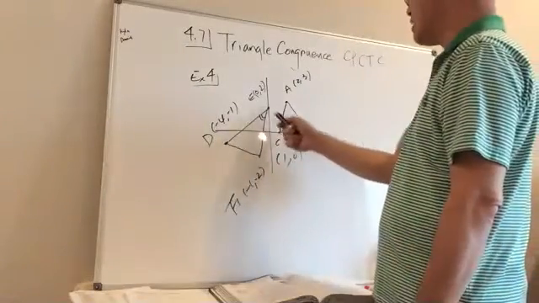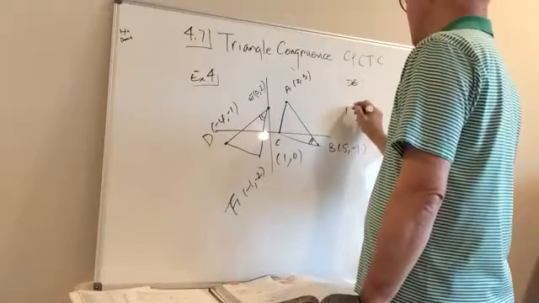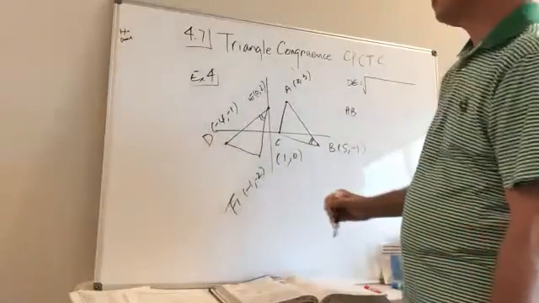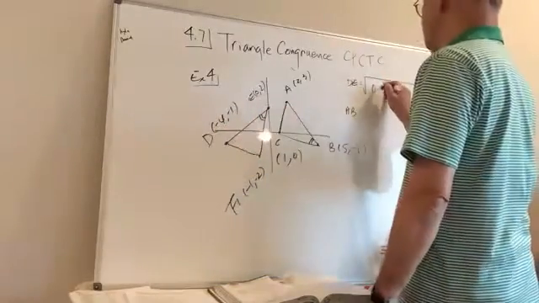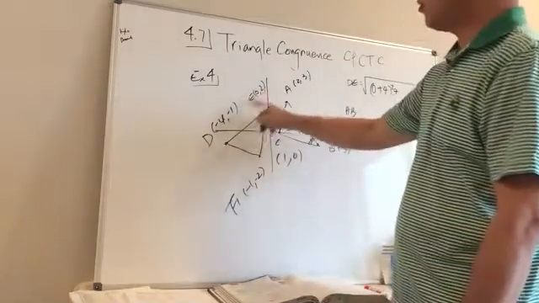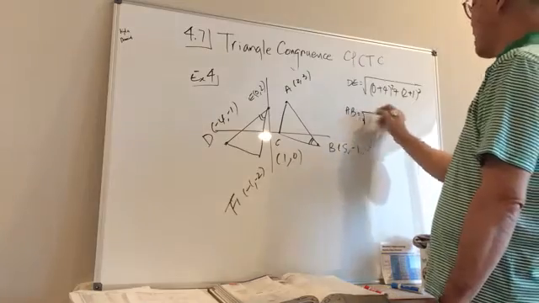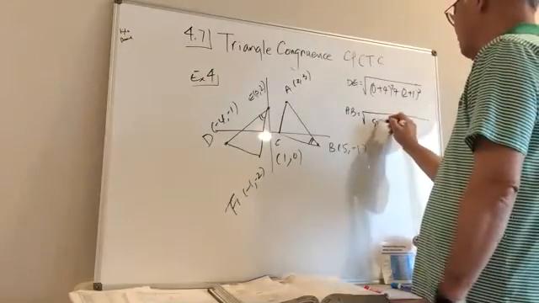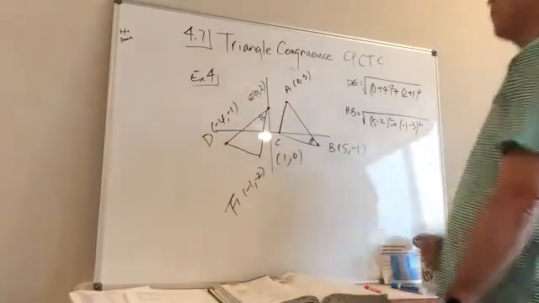So the corresponding part to DE would be AB, right? So let's compare DE and AB. DE is from here to here, and the equation goes x2 minus x1, so it'll be 0 minus 4 squared plus y2 minus y1, 2 minus 1, will be 2 plus 1 squared, right? Look at AB, what do I have? A and B, so I'm going to go x2 minus x1, 5 minus 2 squared, and then y1 minus that guy squared. All right, so let's do this out.